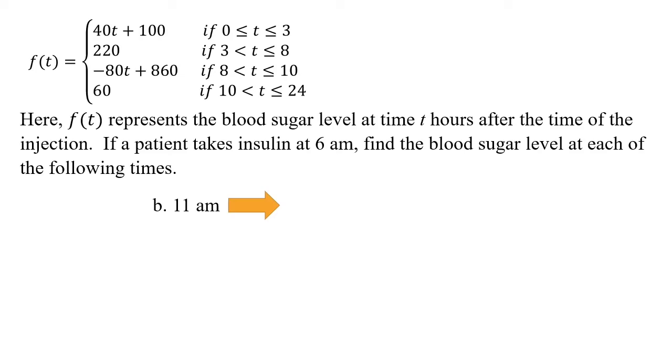At 11 a.m., how much time has passed? 5 hours. Where does 5 hours fit into our domain? 5 is between 3 and 8, so we're going to use the second equation, which just simply says 220. When there's no variable in there, that's a constant answer. No matter what t is between 3 and 8, the answer is just going to be 220.